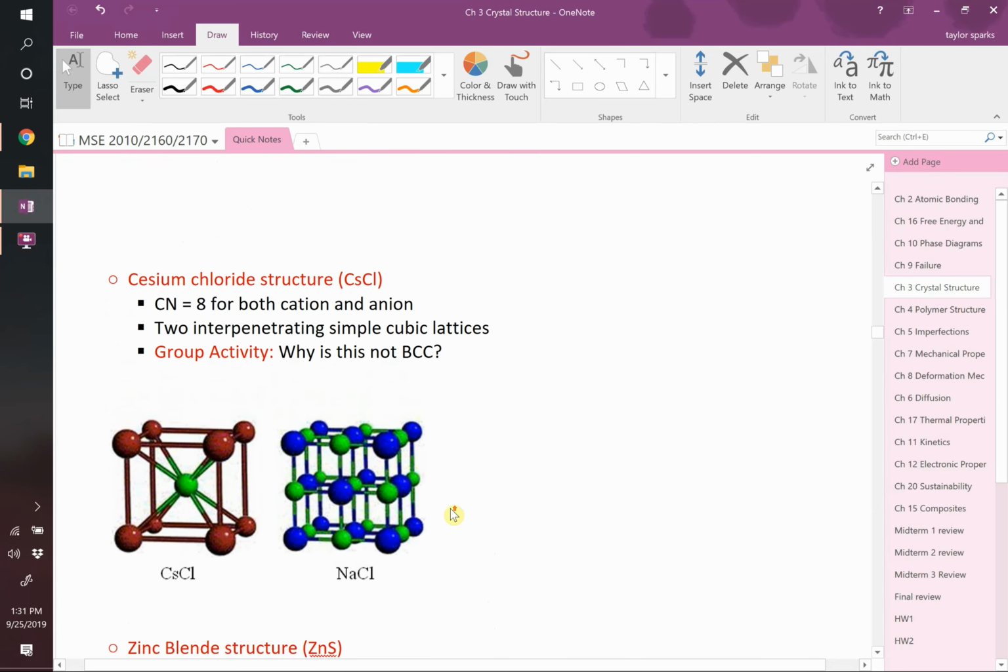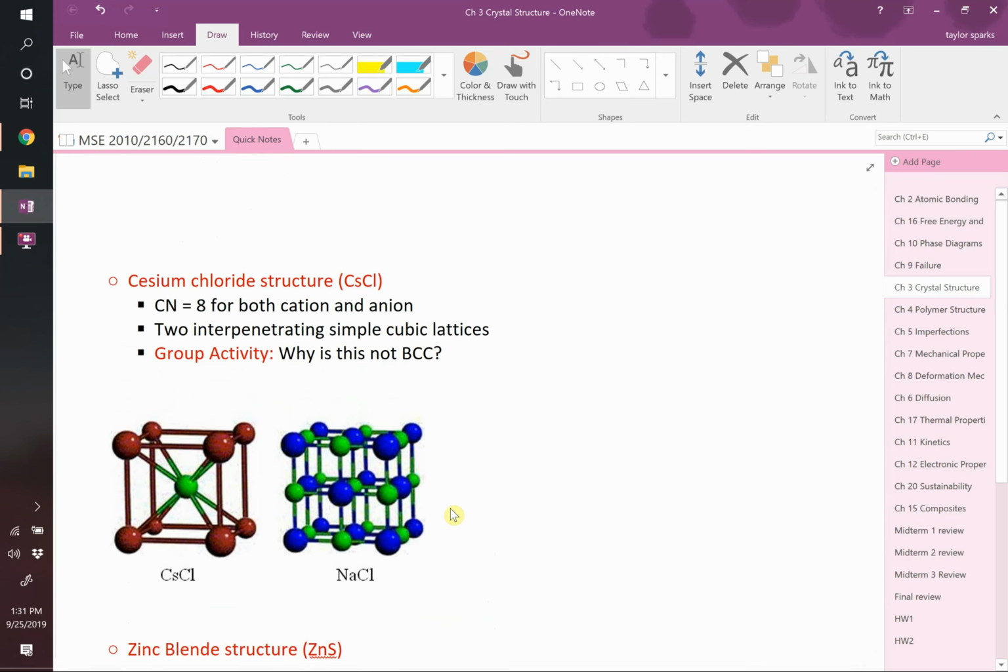You could think of this, just like before, in terms of things we've already seen. It's not BCC, but it is two interpenetrating simple cubic lattices, right? You could take simple cubic lattices. This time it's offset by 1/2 a unit cell, 1/2 a unit cell, and 1/2 a unit cell. So it's along the body diagonal that it's shifted 1/2 a unit cell. But it's still two interpenetrating, but this time simple cubic lattices, okay?